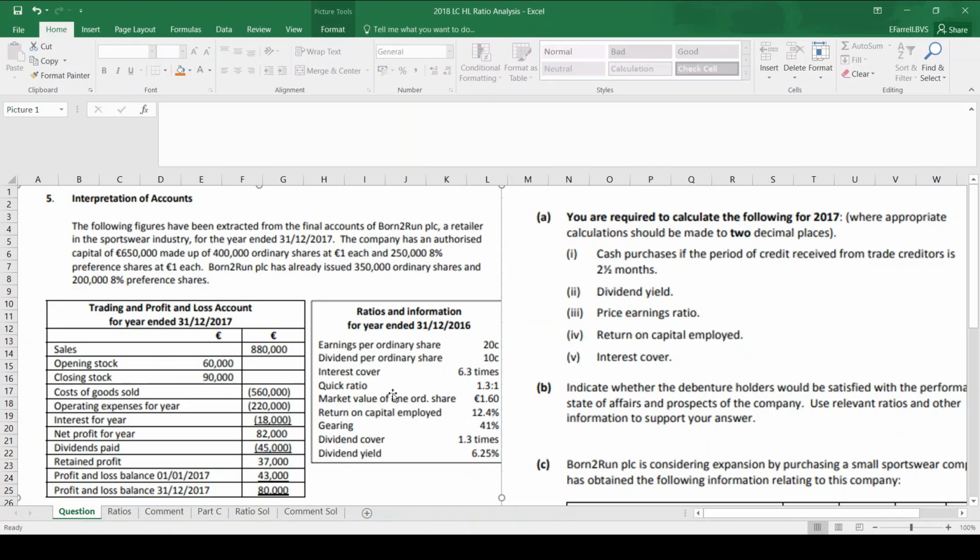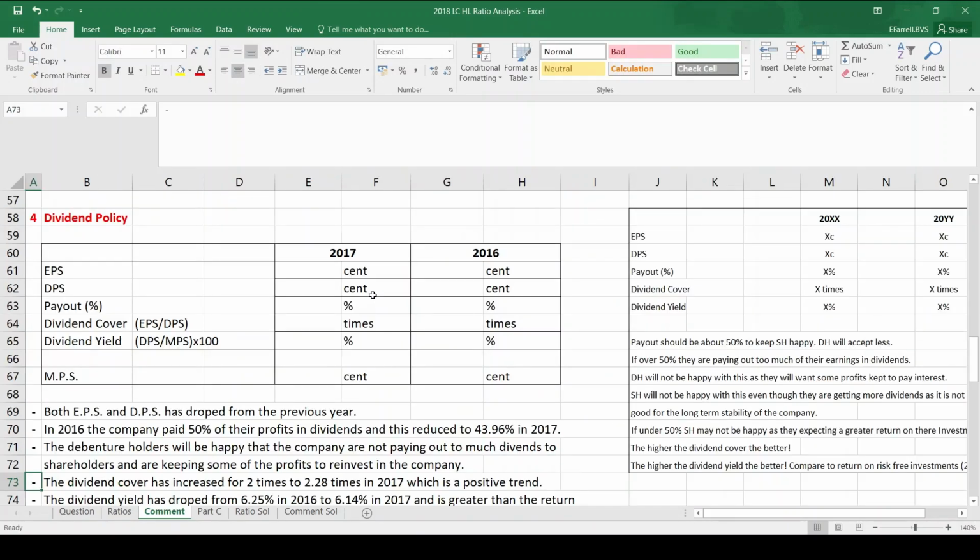So EPS and DPS are usually given. So earnings per share last year was 20 and dividend per share was 10. So to work out the payout, how much of the earnings are paid out in dividends, it's simply the dividend per share over the earnings per share, and I'm going to multiply that by 100. So 50%, they're paying out exactly 50% of their earnings through dividends to shareholders.